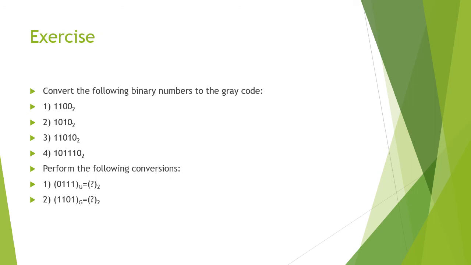So here I have given some of the examples for converting binary to gray codes and vice versa. So try to solve these examples and try to find out the corresponding results as per the steps given.